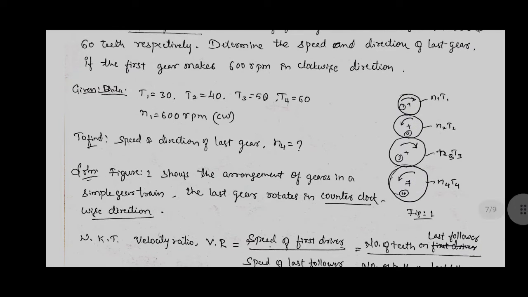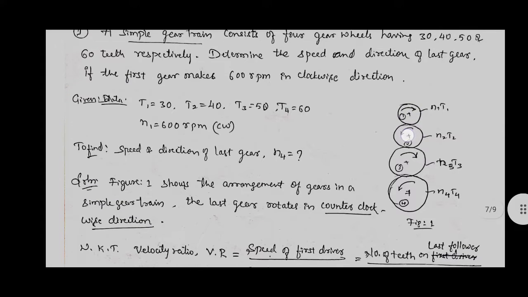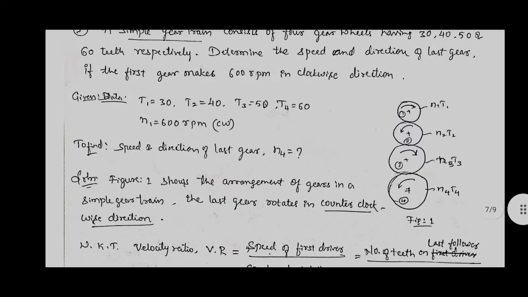The first gear is rotating in clockwise direction, second is rotating anti-clockwise, third is rotating clockwise, next is anti-clockwise. So you can easily judge that the last gear is rotating in anti-clockwise direction.